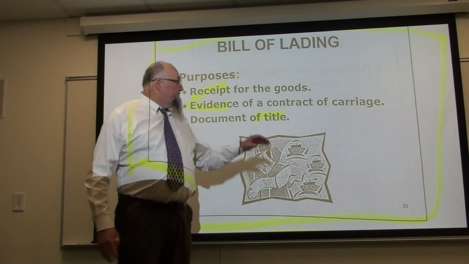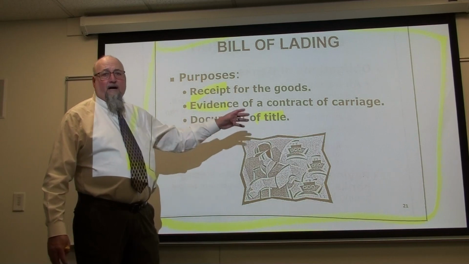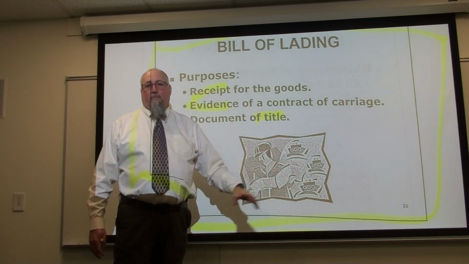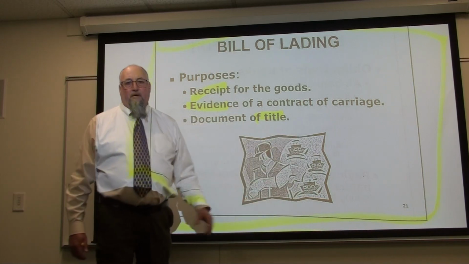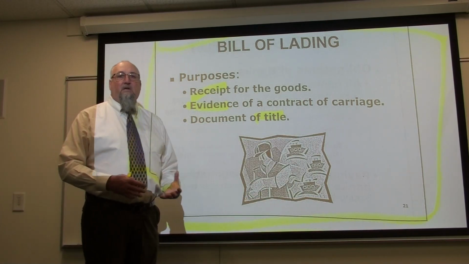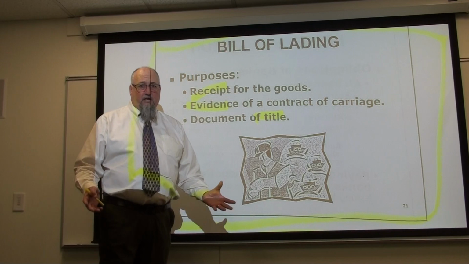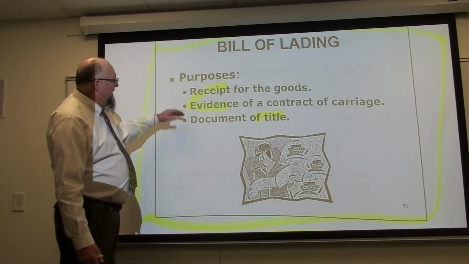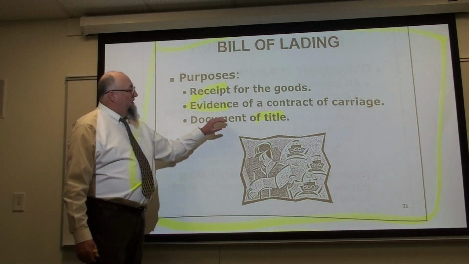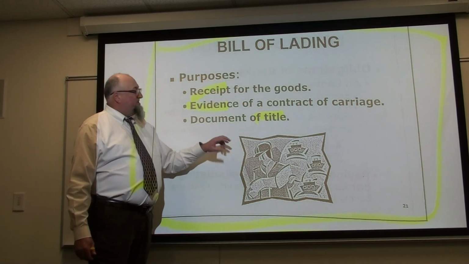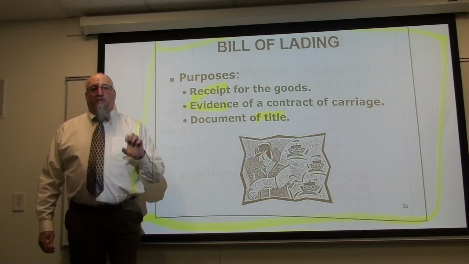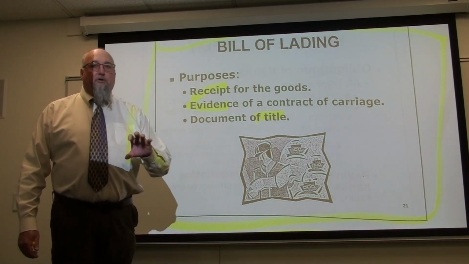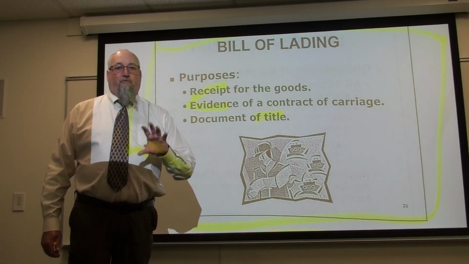But basically, that is the contract of carriage. So how much is going to be paid, what's the time for delivery, where it will be picked up, where it will be delivered to, all of those details about the transportation of the cargo. And then finally, a bill of lading acts as a document of title. Now what that means is the bill of lading is proof of ownership for the cargo.